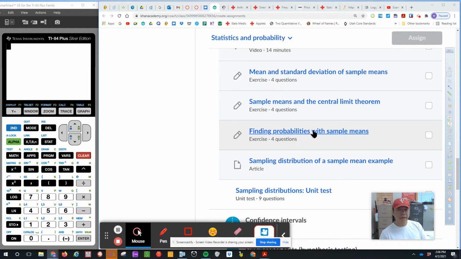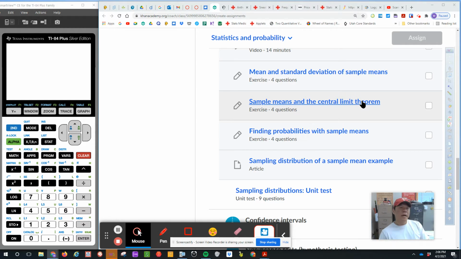So today, for this video, I'm going to try to do the exercise on finding probabilities with sample means. The last video we talked about sample means and the central limit theorem.